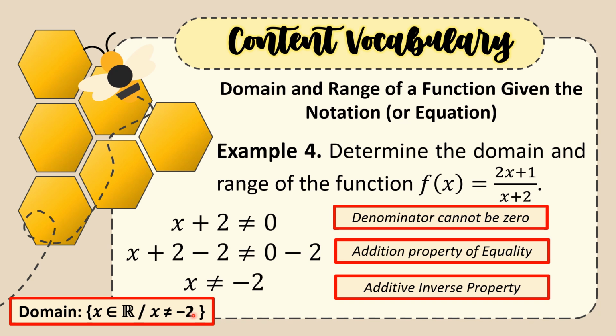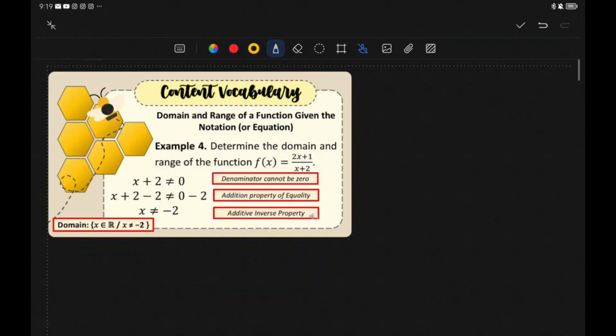Because -2 will make the whole denominator become 0. So if we replace x with -2, we have -2 plus 2, and the answer is 0. Now if your denominator is 0, if you divide a number by 0, that is always undefined.